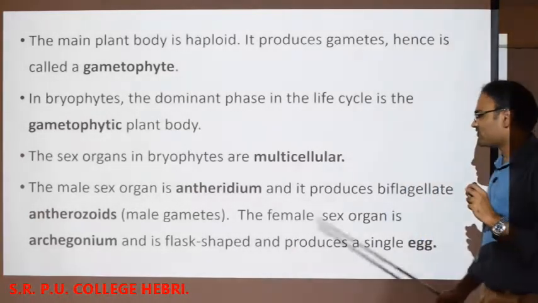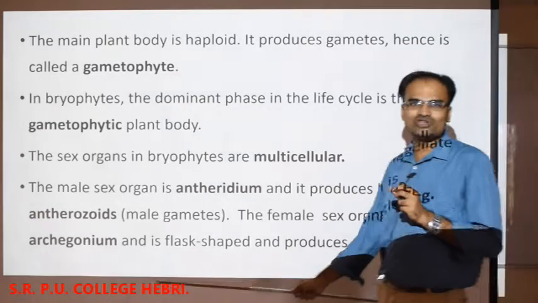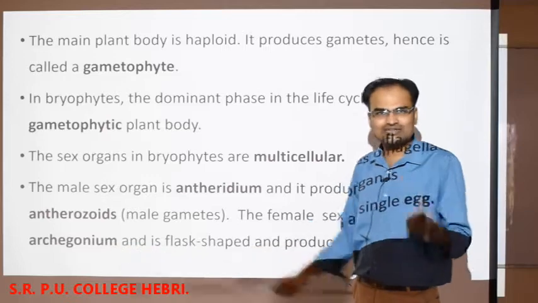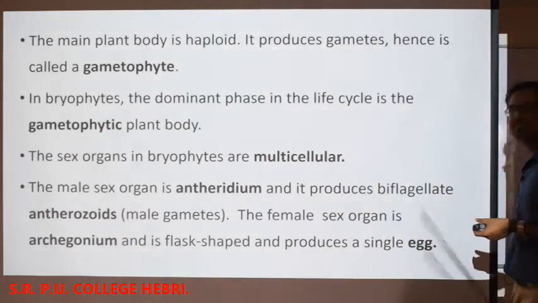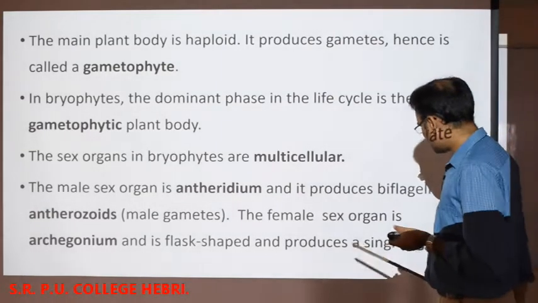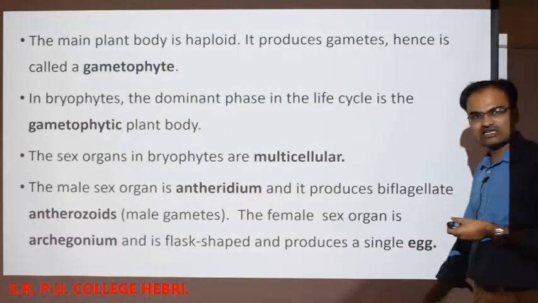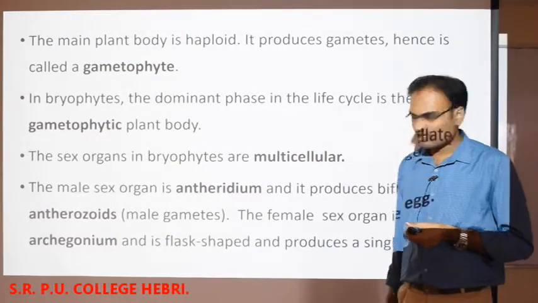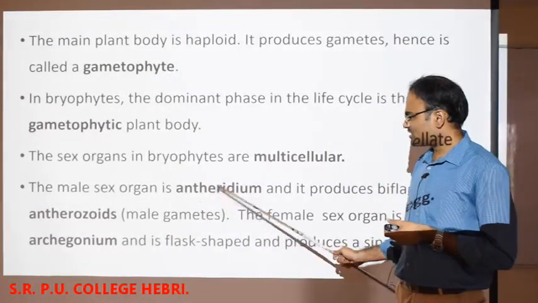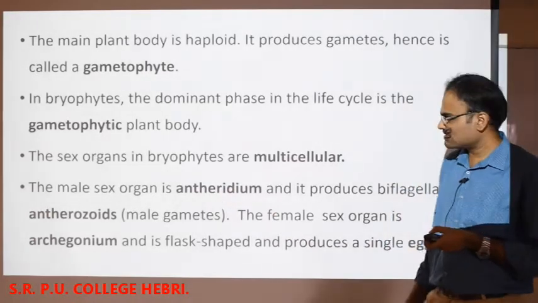Like that, the female sex organ is called the archegonium. The female sex organ is called archegonium and is flask shaped and it produces a single egg. So what is the female sex gamete then? Egg cell. What is the male sex gamete? Antherozoid. The male sex organ is called antheridium, the female sex organ is called archegonium.